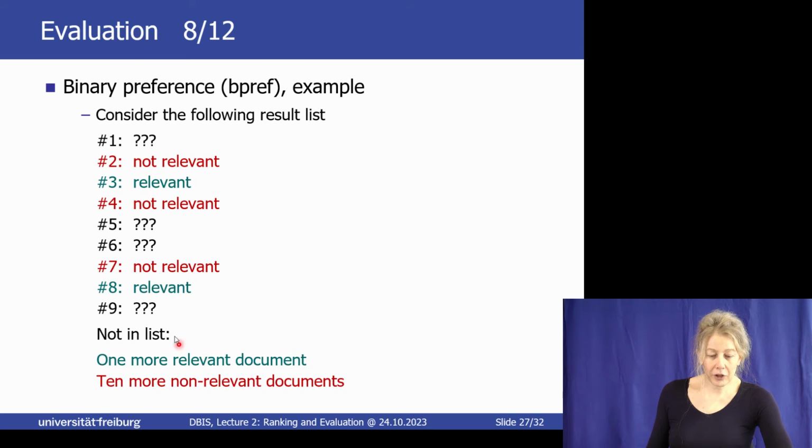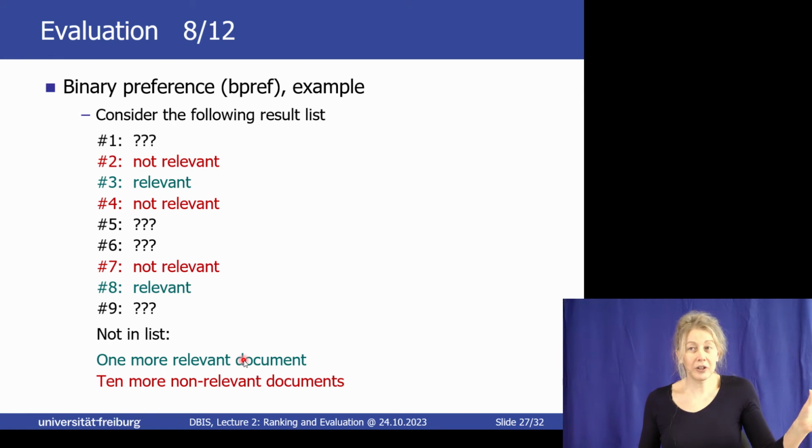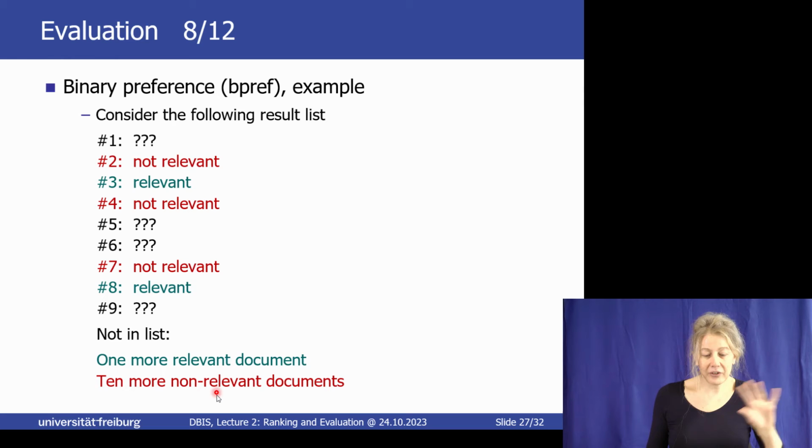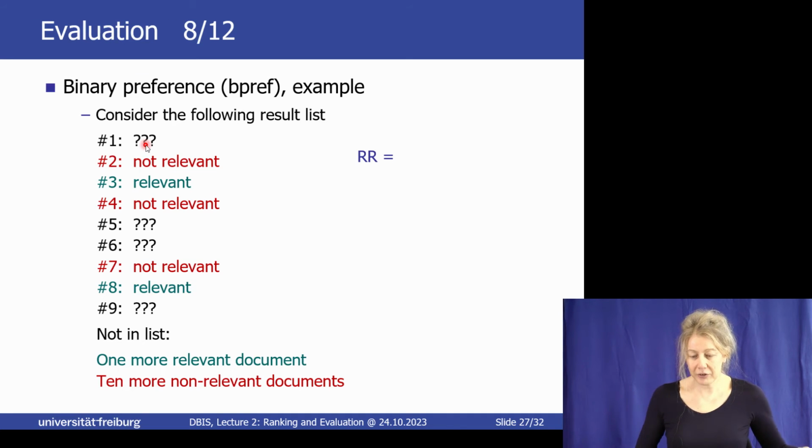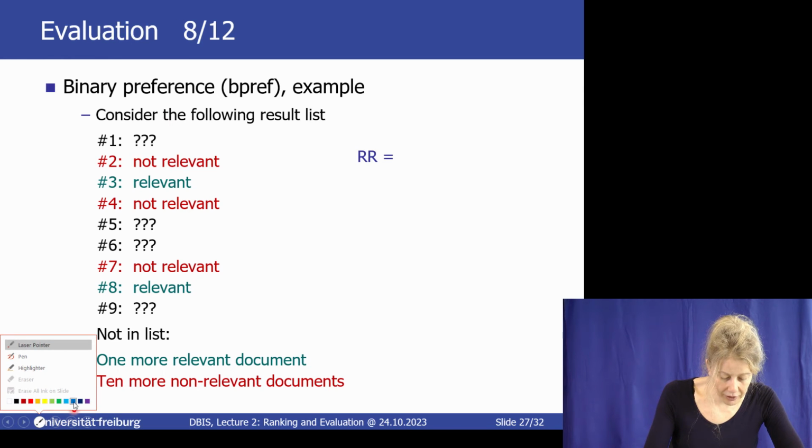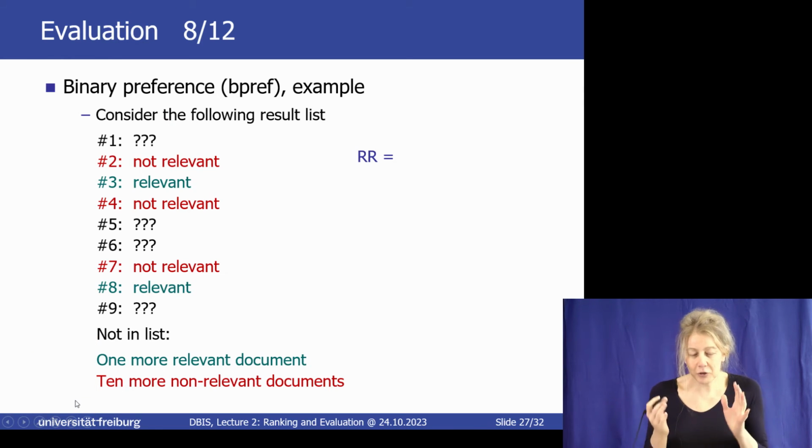And we also know, so this is what our search engine returned. We know there's one more relevant document which it did not return. That's not good, but that's just how it is. So this, of course, should give a penalty. And there are 10 more non-relevant documents which it also did not return. So that's what we know, and now let's look at the numbers. And actually you don't have to remember the formula, I will just explain it again. And it's actually very simple and also intuitive.